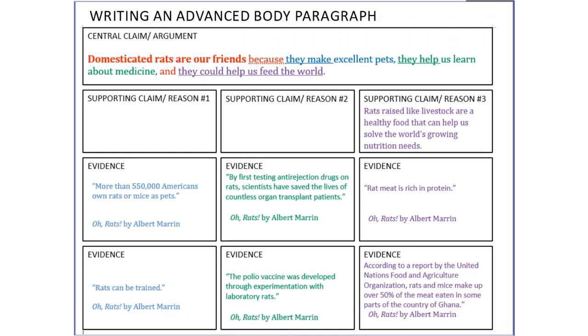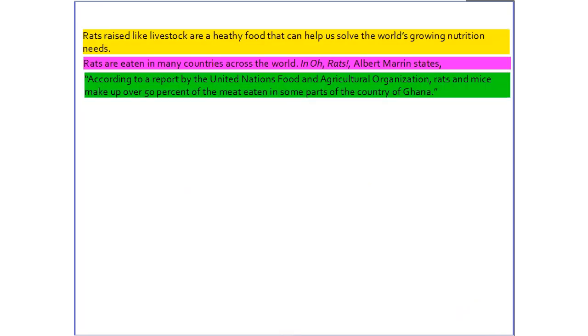So let's take a look at my graphic organizer. So today I'm going to be focusing on rats are our friends, reason 3. So rats raised like livestock are a healthy food that can help us solve the world's growing nutrition needs. So this is what I have so far. So these are the 3 steps that you did yesterday. This is what mine sounds like. Rats raised like livestock are a healthy food that can help us solve the world's growing nutrition needs.